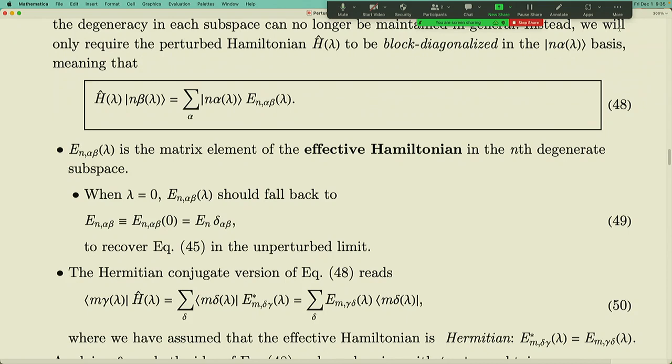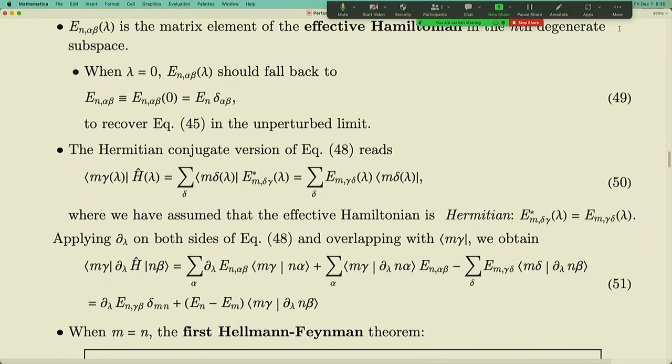This is our goal. Our goal is to infer what this is and what these new bases are. Of course, when lambda equals 0, when there's no perturbation, this effective Hamiltonian should fall back to the original Hamiltonian, in which everything is already diagonal. So it looks like En, the eigenvalue, which is the same within this unlabeled subspace, multiplied by delta alpha beta, which means it's a diagonal matrix with matrix element En everywhere. That's what we know in the unperturbed limit.